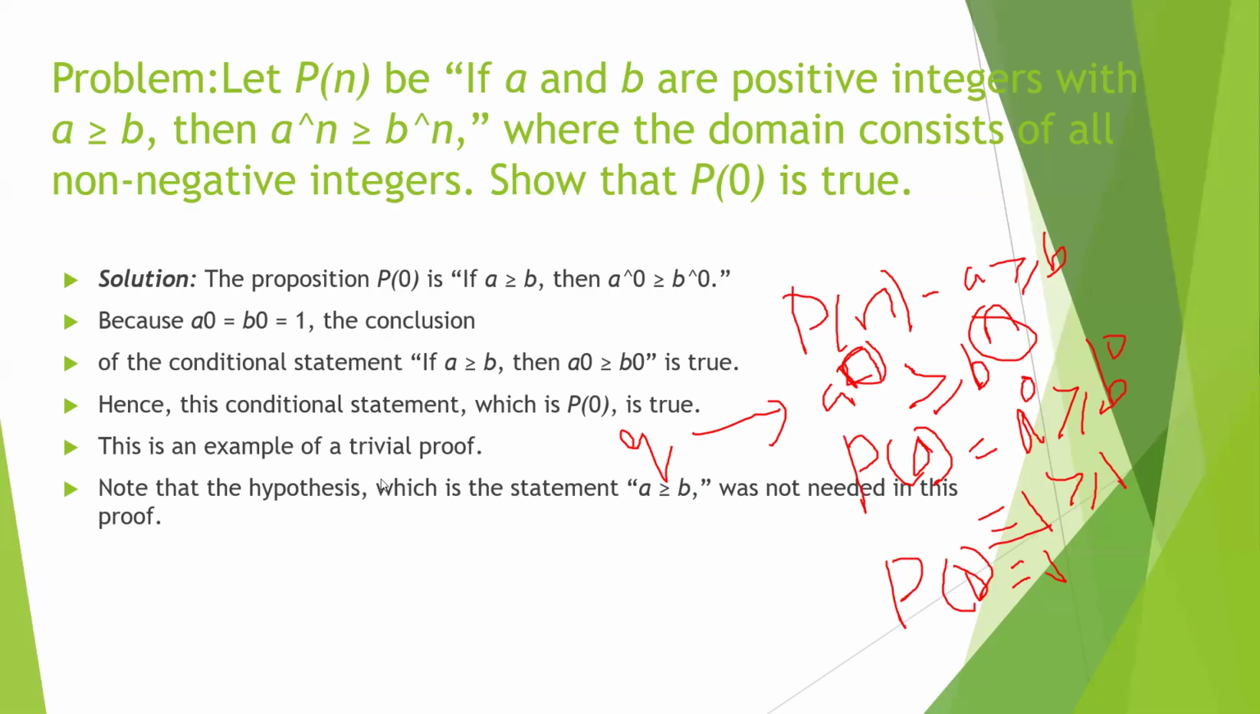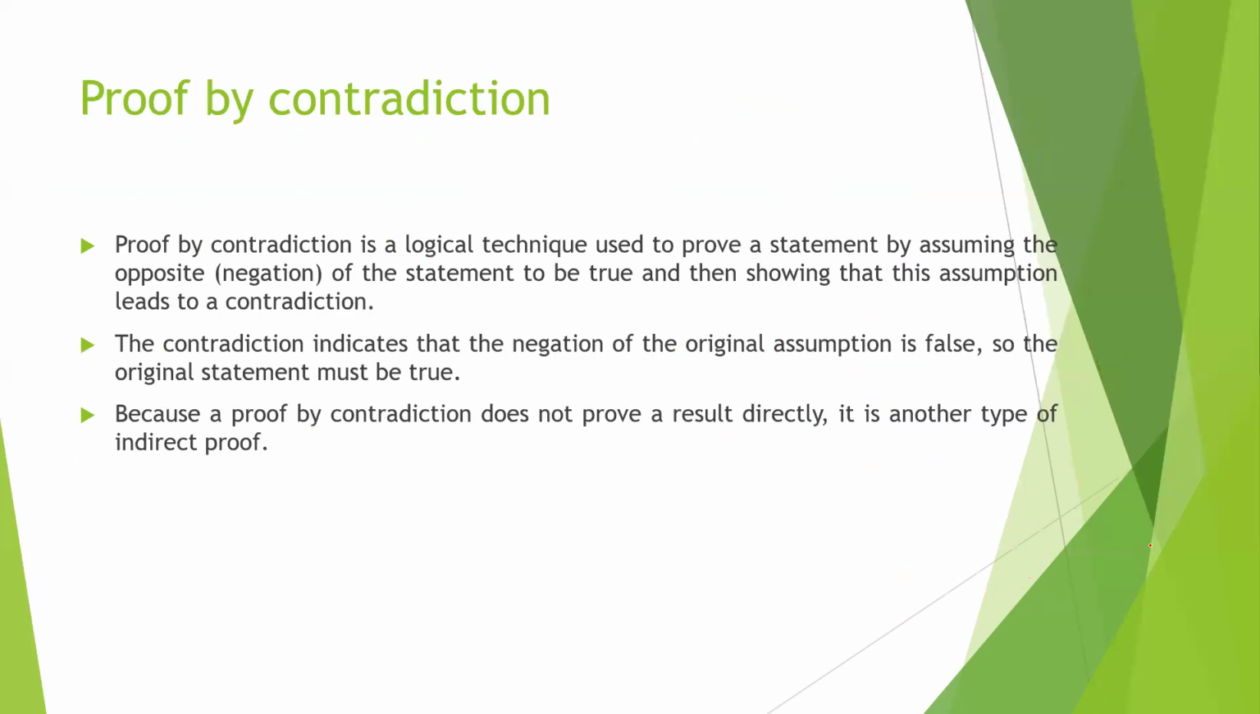Note that the hypothesis, which is the statement A greater than or equal to 0, was not needed for this proof. Okay. So hence we prove that this is true. And the next topic is proof by contradiction. So what is meant by contradiction?